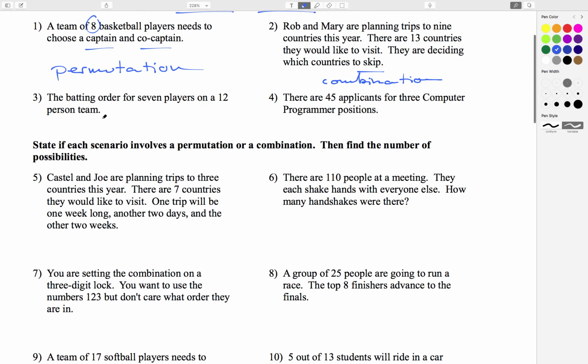The batting order for 7 players on a 12-person team. If you're going to be batting in a baseball game, you want the order. It's specifically saying order, so it is a permutation.